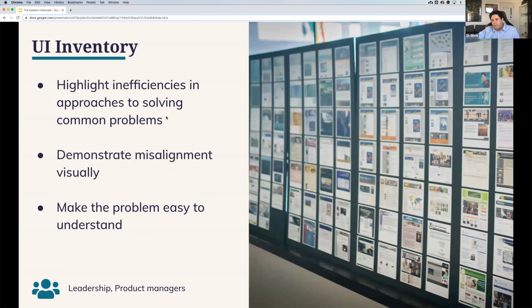So one of the ways that you'll probably have seen, but I just wanted to make a quick mention of it, is when you are trying to make people feel safe, one of the tools that we do use to highlight misalignments is a UI inventory, where you can capture what are all the different ways that we solve this problem, whatever it is.